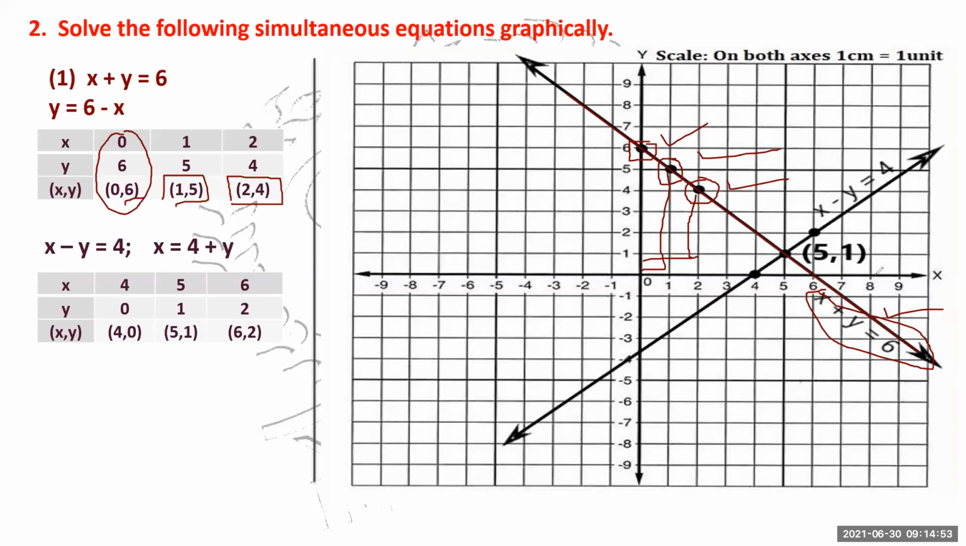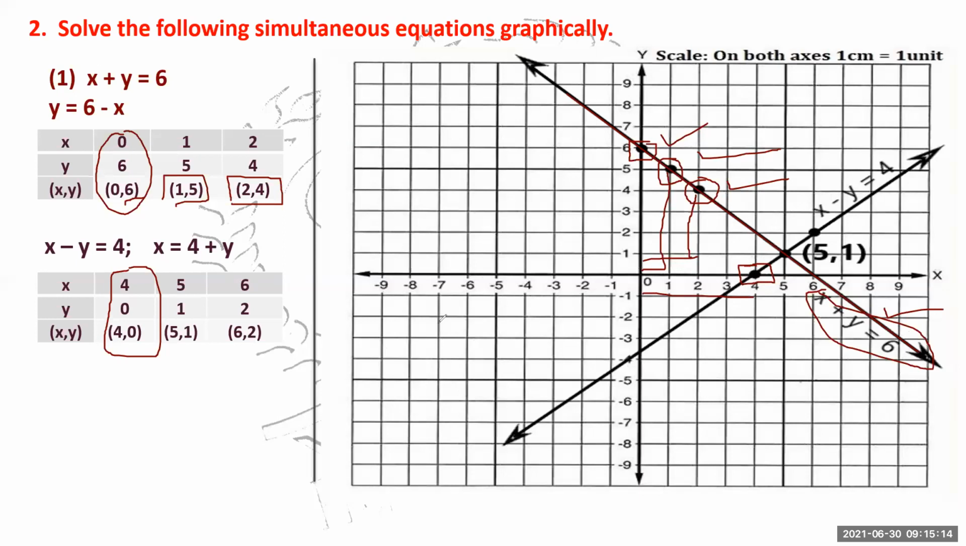It's 4, 0. So that means y is 0 over here and x is 4. So we'll move 4 places towards positive x. But you cannot go up because y is 0. So here the point would lie on the x-axis.